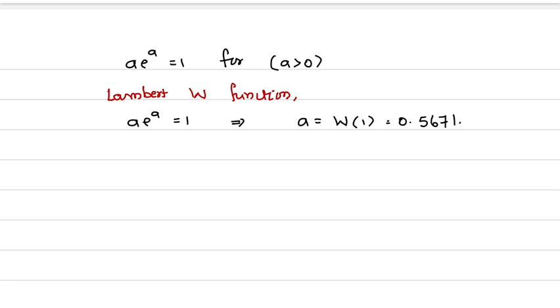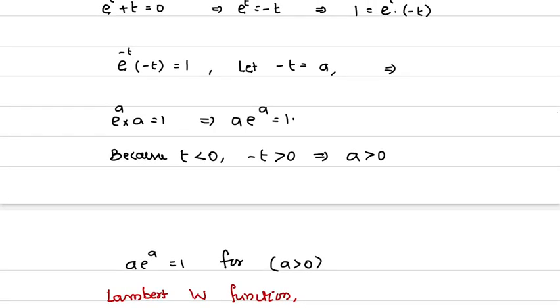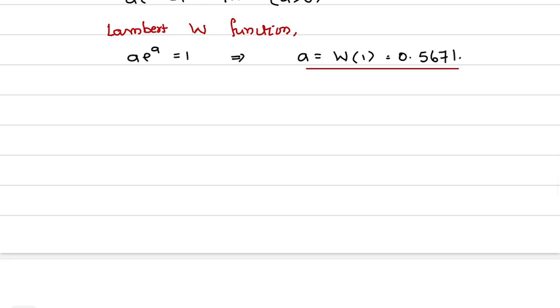That means the value of a is equal to W1, which is 0.5671. Once we have got the value of a, what is t? T is equal to minus a, that is equal to minus 0.5671.